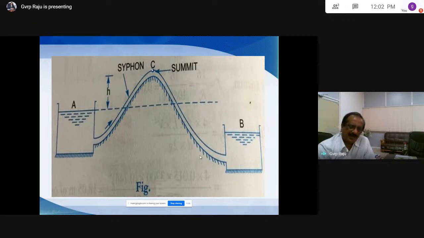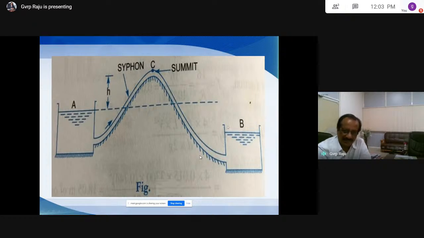And the topmost point is called summit, and this is siphon. Summit is the highest portion of a siphon. Sometimes they ask what is the height of the summit. The height of the summit is small h here.